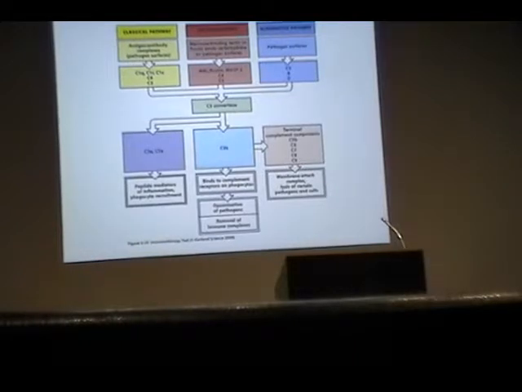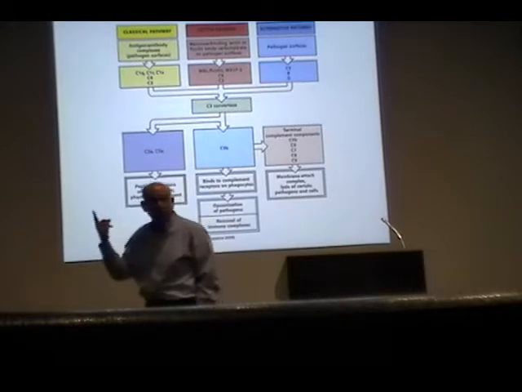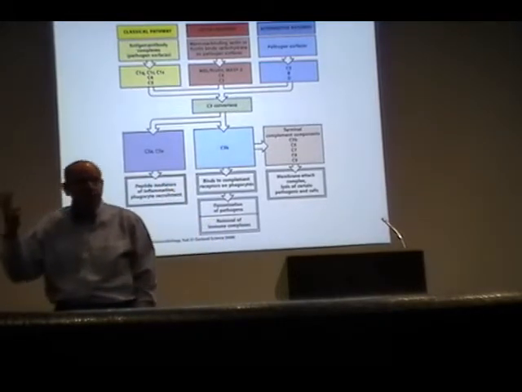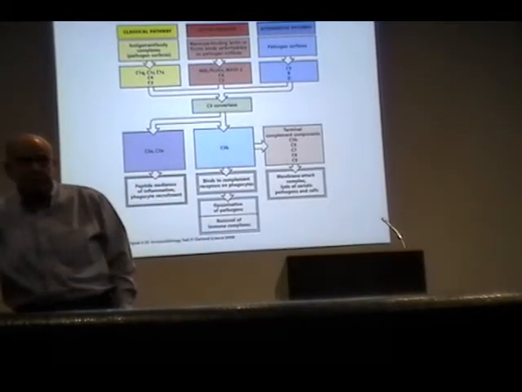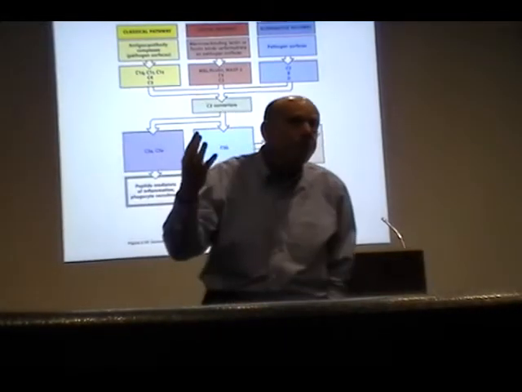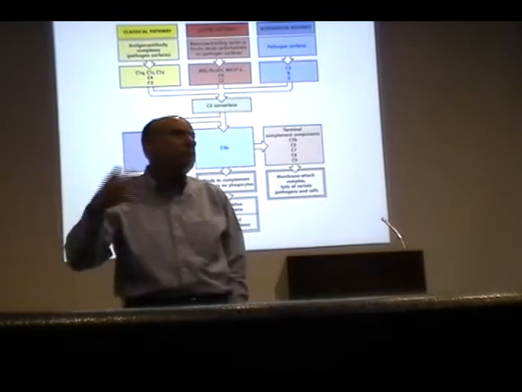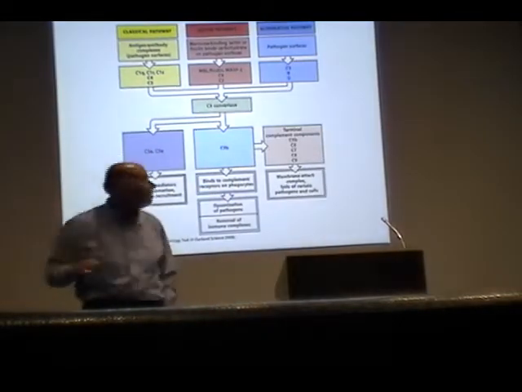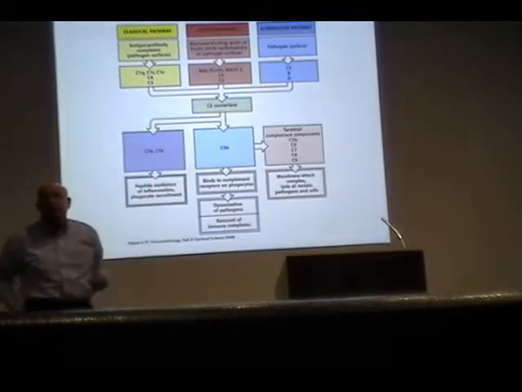That's the alternate pathway, and notice the alternate pathway in blue. You need a bacterial surface, you need C3, you need B bound to C3 flex or C3b, D to cleave B to Bb, and now you've got C3b, Bb, you've got your green C3 convertase.